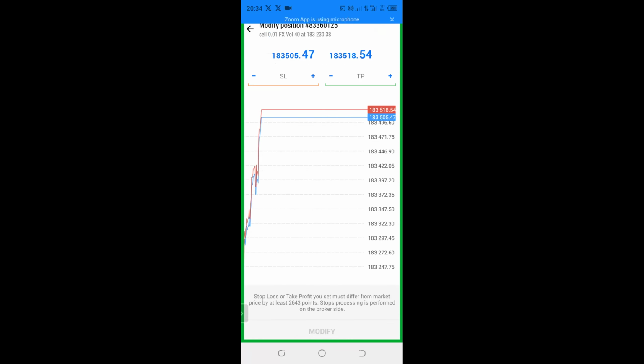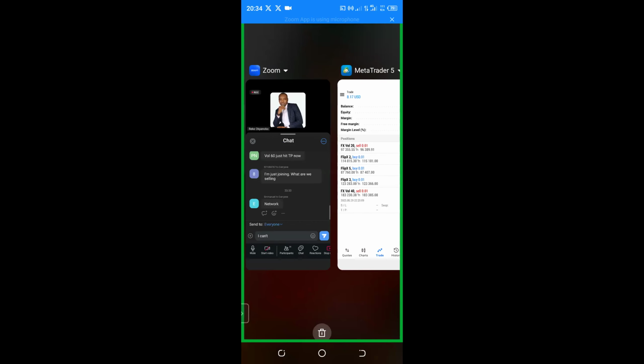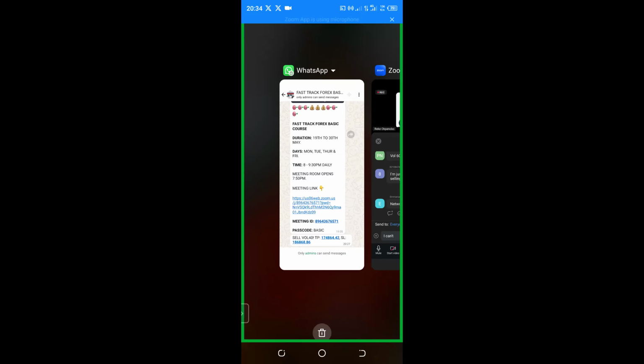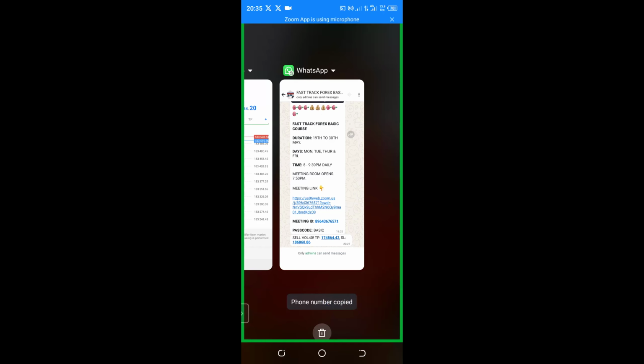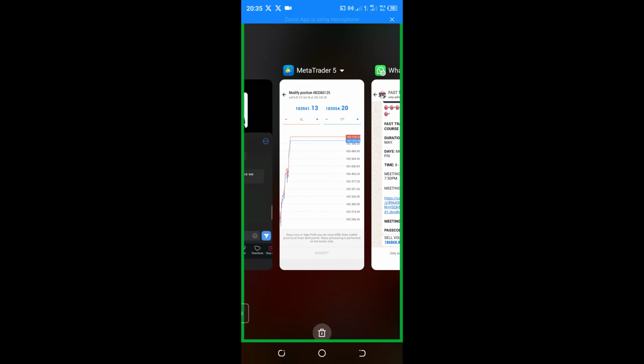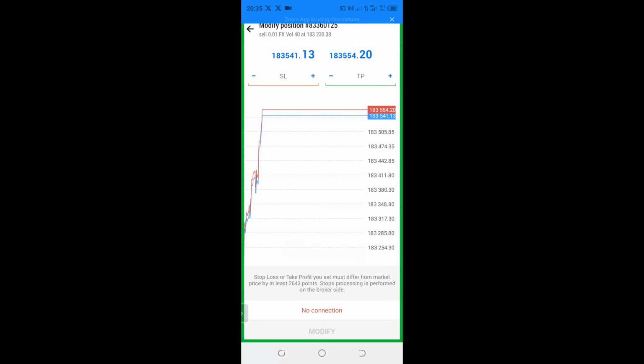So now we'll just go back to where the file is. Go to your WhatsApp. The file is on my WhatsApp. Then I'll copy the TP, that's the TP, the 174,864. I'll just go and copy it from here. Okay, and I'll go to my MT5. Then look at the TP here, and I'll hold it and paste.